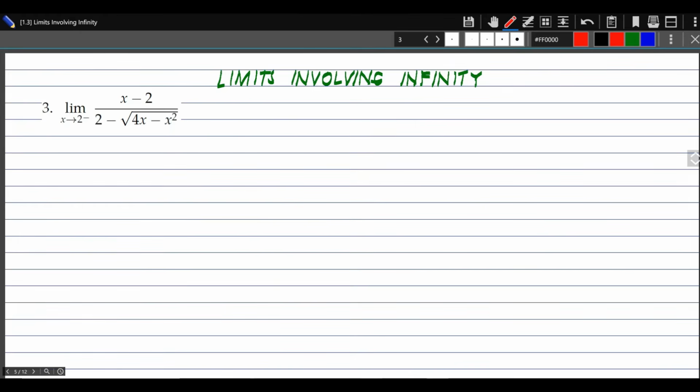For number 3, we need to find the limit of this function as x goes to 2 from the left. Observe that if we evaluate the numerator at 2, we get 0, and for the denominator, we also get 0. This is an indeterminate form, and again, we need to rewrite this function in a form where we can determine its limit. Observe that we have a radical function. We can solve this by multiplying the function by 1 using the conjugate of the denominator.